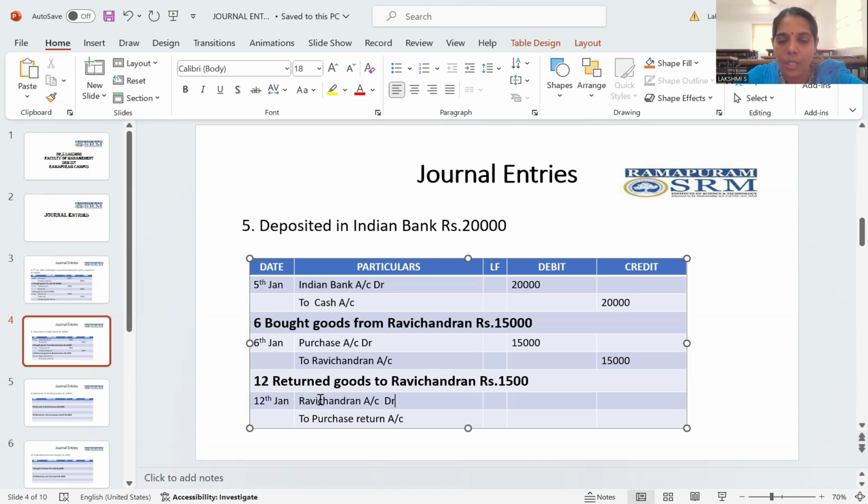Goods go out of the business. So we write it as purchase return, to purchase return. The name of the person is Ravichandran. So Ravichandran account debit, to purchase return, for rupees 1,500, the value of goods returned back to Ravichandran. Okay. Being the goods returned to Ravichandran.